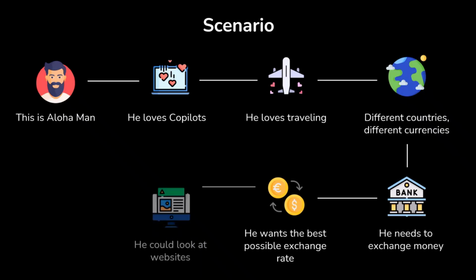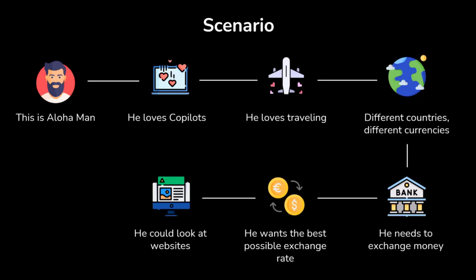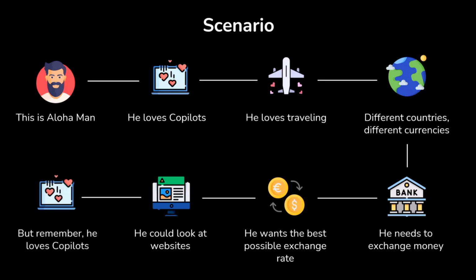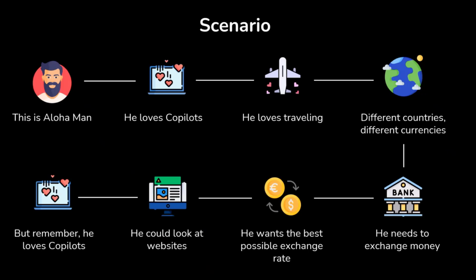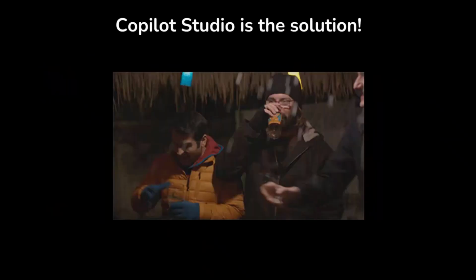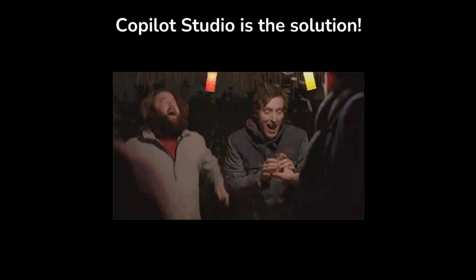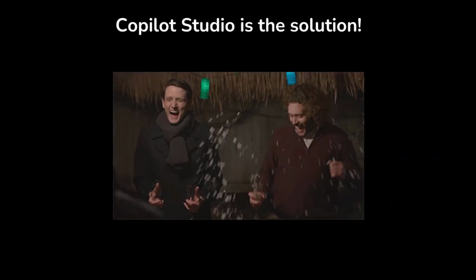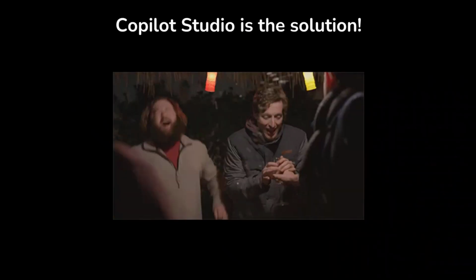What you can do, obviously, is go to a website and look manually all the time. But in an age of AI, why should we do this? Remember, we love Copilot, right? So let's make the best out of it. And hey, there's a tool which we can just use. Low code, no code, Copilot Studio. And this is now also the solution for us today.